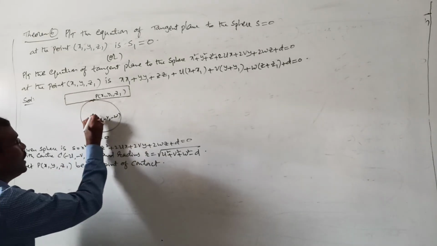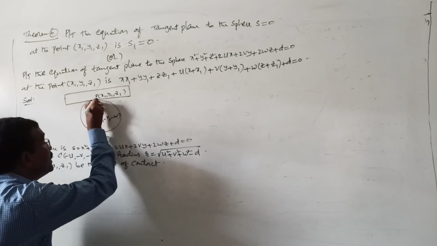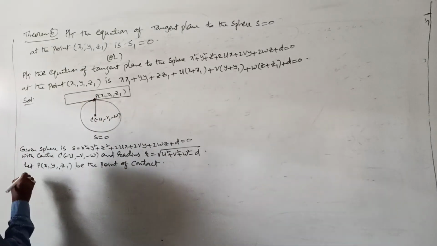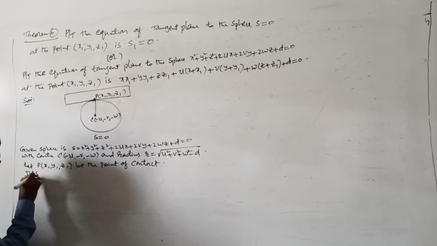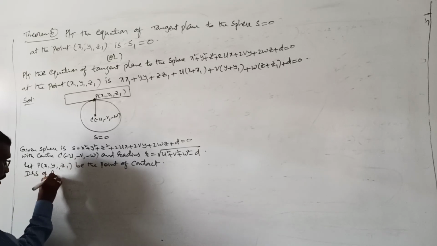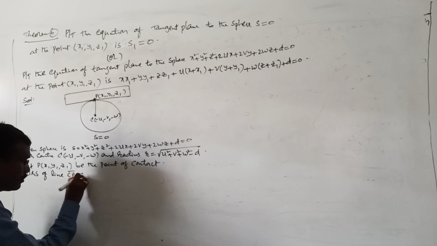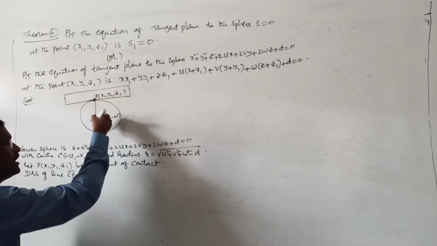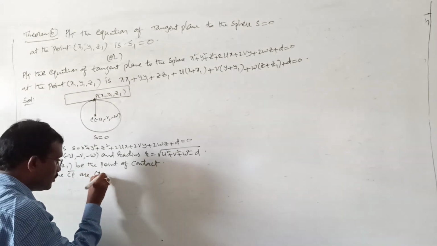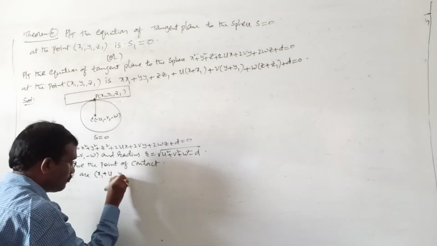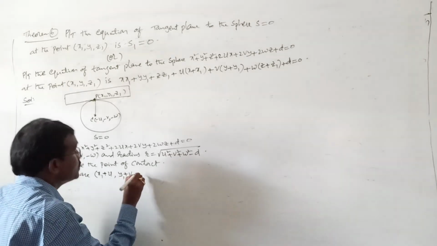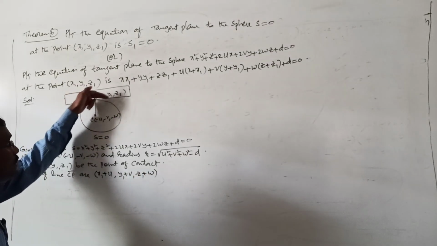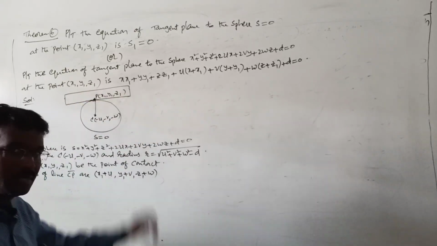In the next step I am going to define the direction ratios of this CP line. Direction ratios of line CP are x2 minus x1, y2 minus y1, z2 minus z1, in any order you can write. It is x1 plus u, y1 plus v, z1 plus w. Clearly I am writing x2 minus x1, y2 minus y1, z2 minus z1, right?